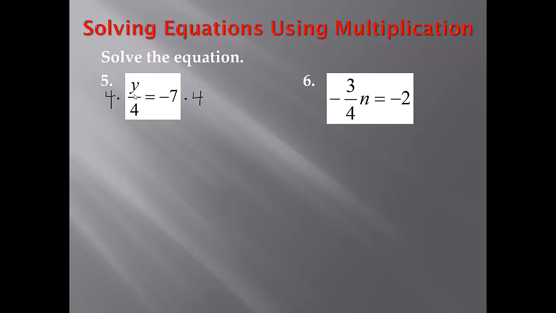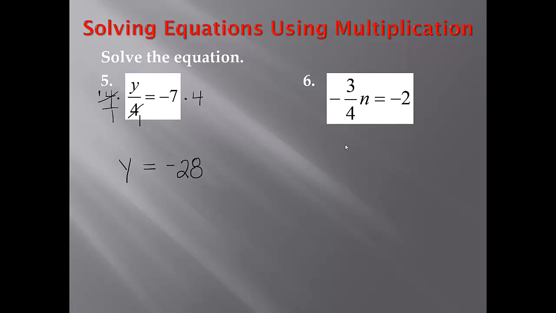When we multiply the left-hand side by 4, that's the same thing as saying 4 over 1. And our 4's will then end up canceling out because we can simplify those to both 1. So we just have y on the left-hand side. And negative 7 times 4 is negative 28. So y equals negative 28.